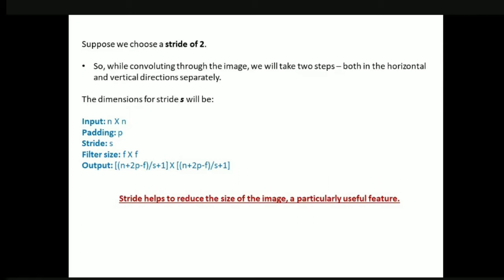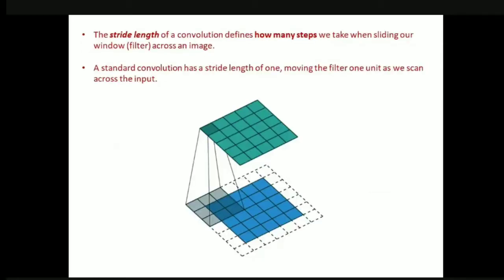Why do we use stride? It mainly helps us reduce the image size. It is used mainly for getting only the useful features from the image. Now, what is the stride length here? It is 1. It defines how many steps the filter matrix has to move or slide from one position to another position. So this is an example of stride 1.